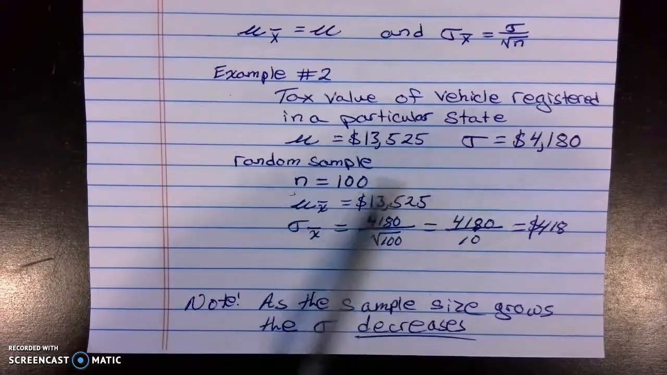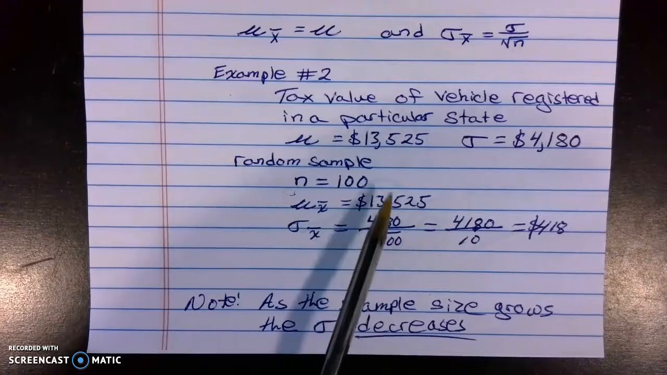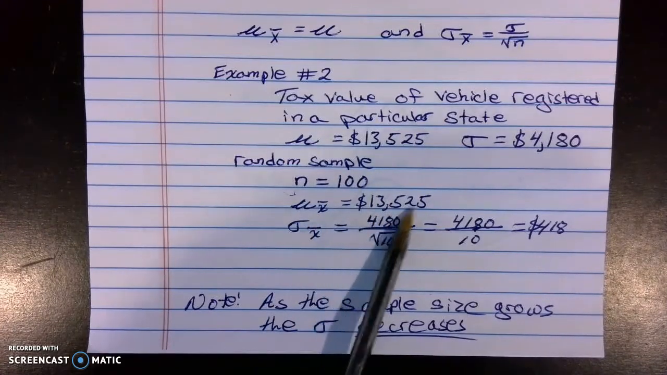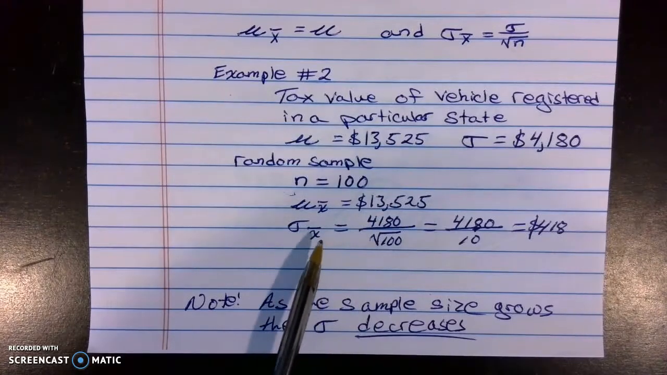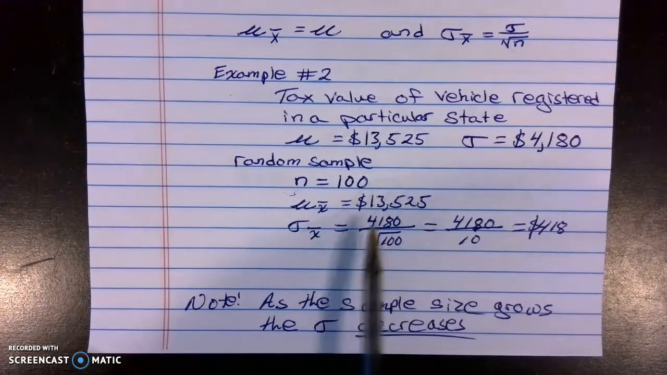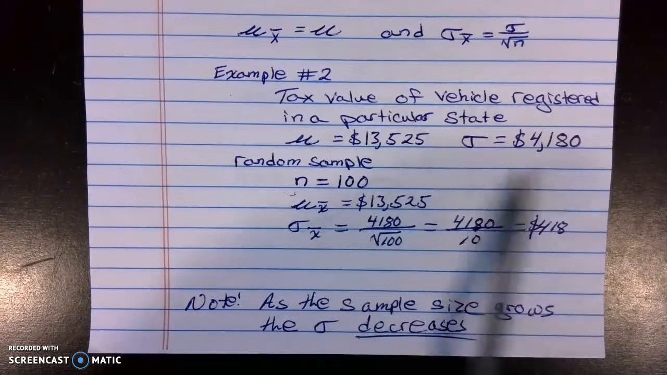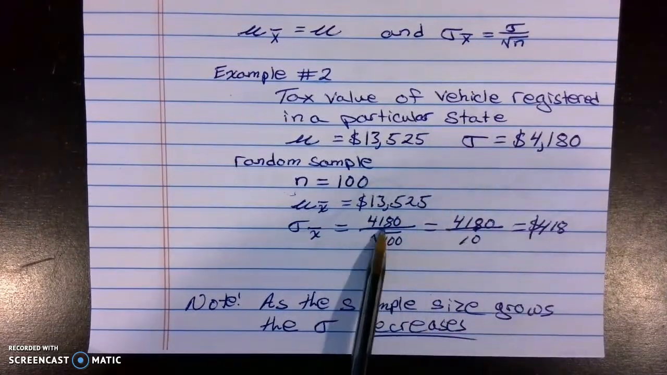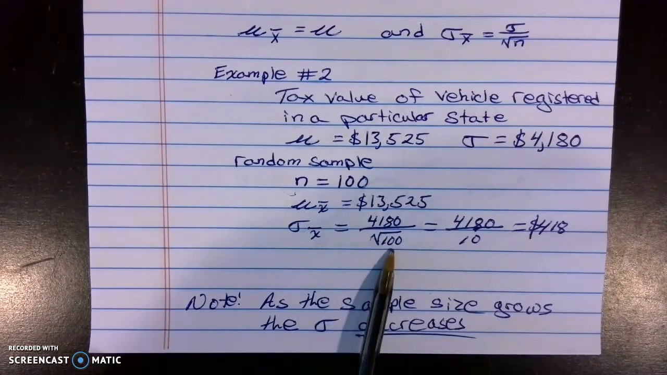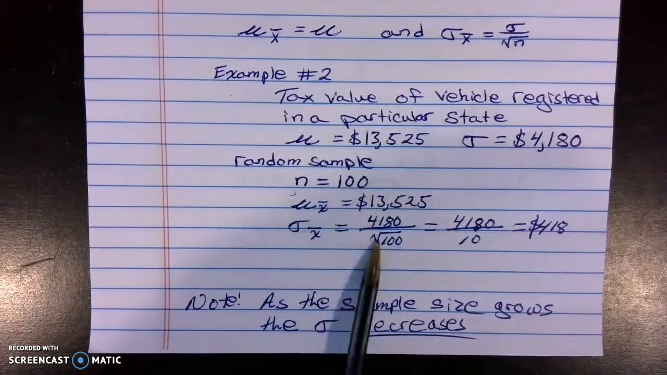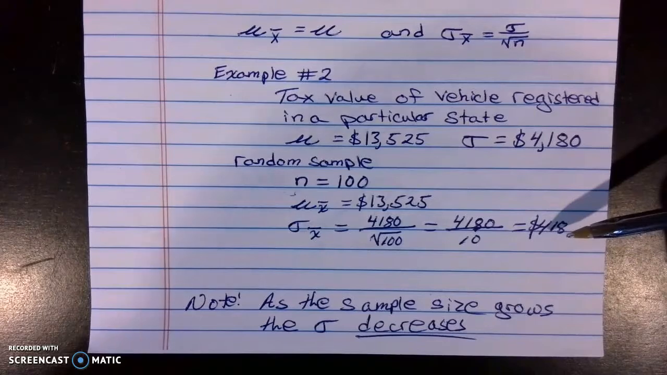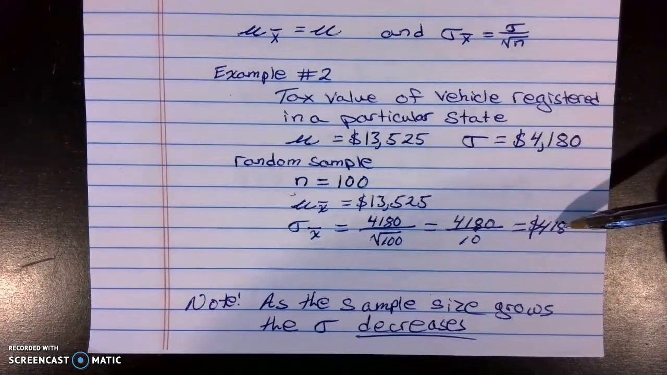Okay? So basically what we have here is we can call this the mean of our sample. All right, this is the mean of our sample, and we're calculating the standard deviation of our sample. So since our standard deviation of the big picture here is 4,180, we can divide that by the square root of 100, 100 being the random sample. When we divide it out, we can say that the standard deviation of our sample is $418.